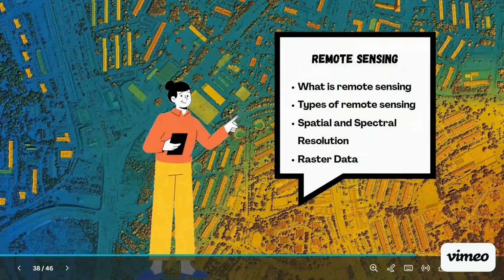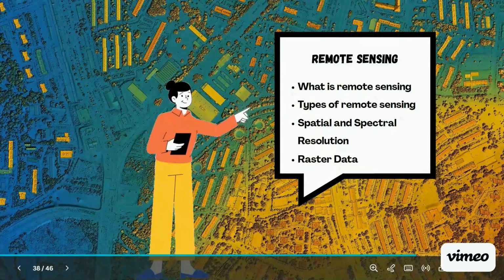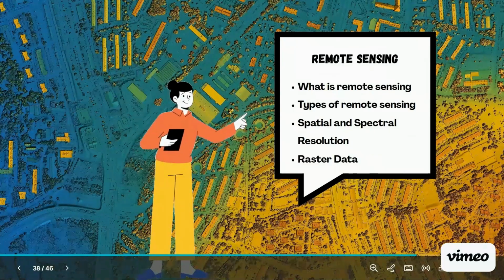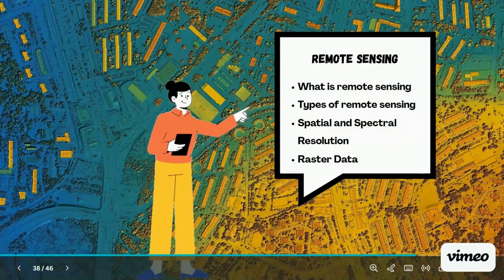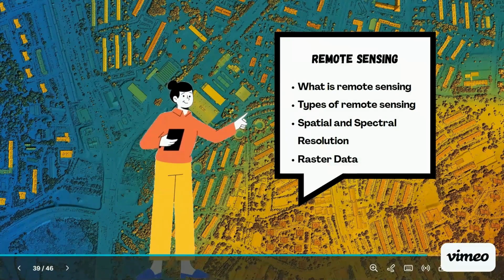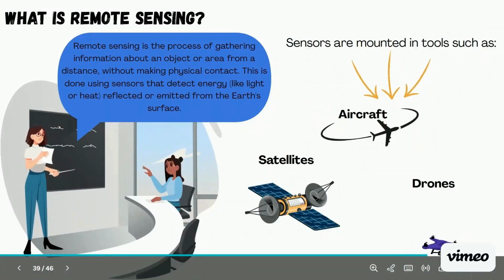Today we are talking about remote sensing. So what is remote sensing, types of remote sensing, spatial and spectral resolution, and raster data. So what is remote sensing?